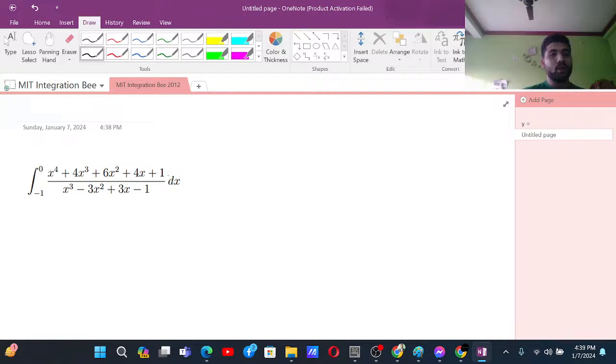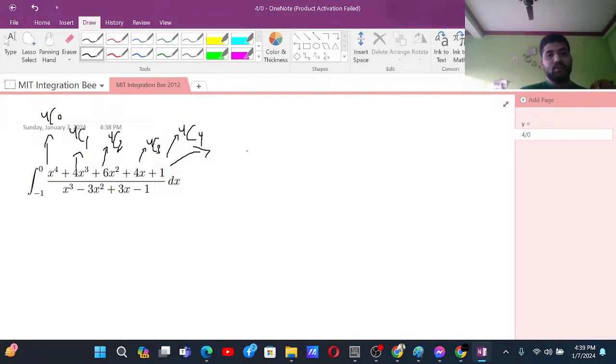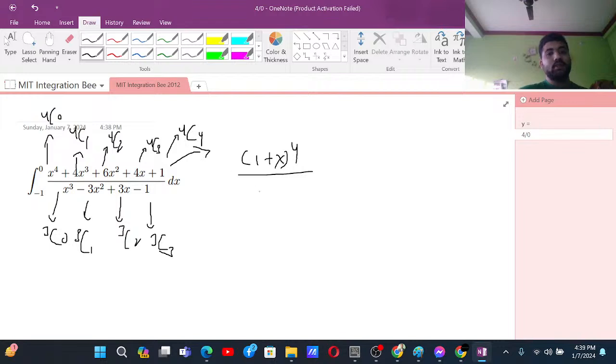Now over here, you can see that this is just 4c1, this is 4c2, this is 4c3, this is 4c4, and this 1 is over here, 4c0. So it's just the binomial expansion of 1 plus x to the power 4. Over here it's 3c2, 3c1, 3c2, 3c3, 3c0. So that's just the expansion of x minus 1 cube. And it's going from minus 1 to 0.